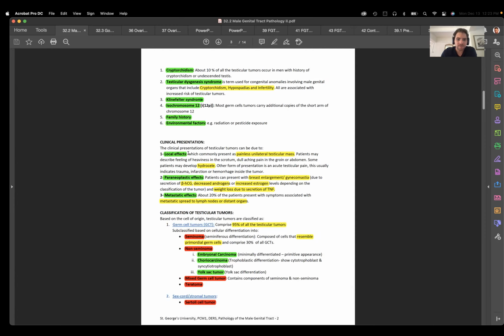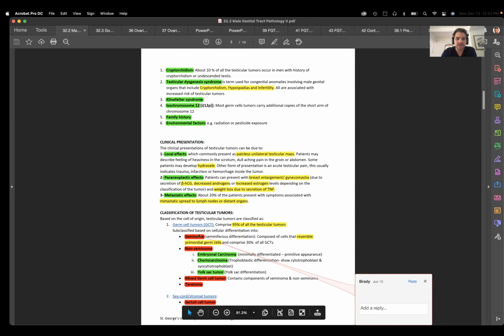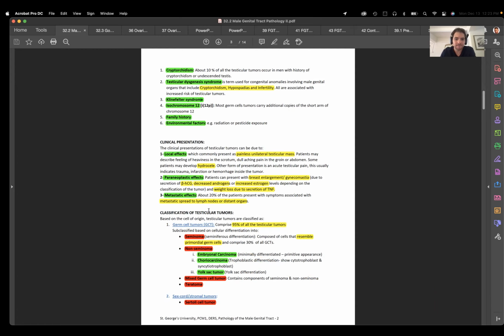Let's see, these are some of the complications. And then germ cell tumors, seminomas are one of the ones you really need to understand. I'm pretty sure we'll get to it. I'm pretty sure that's the one that develops if you get cryptorchidism. You can get a seminoma.